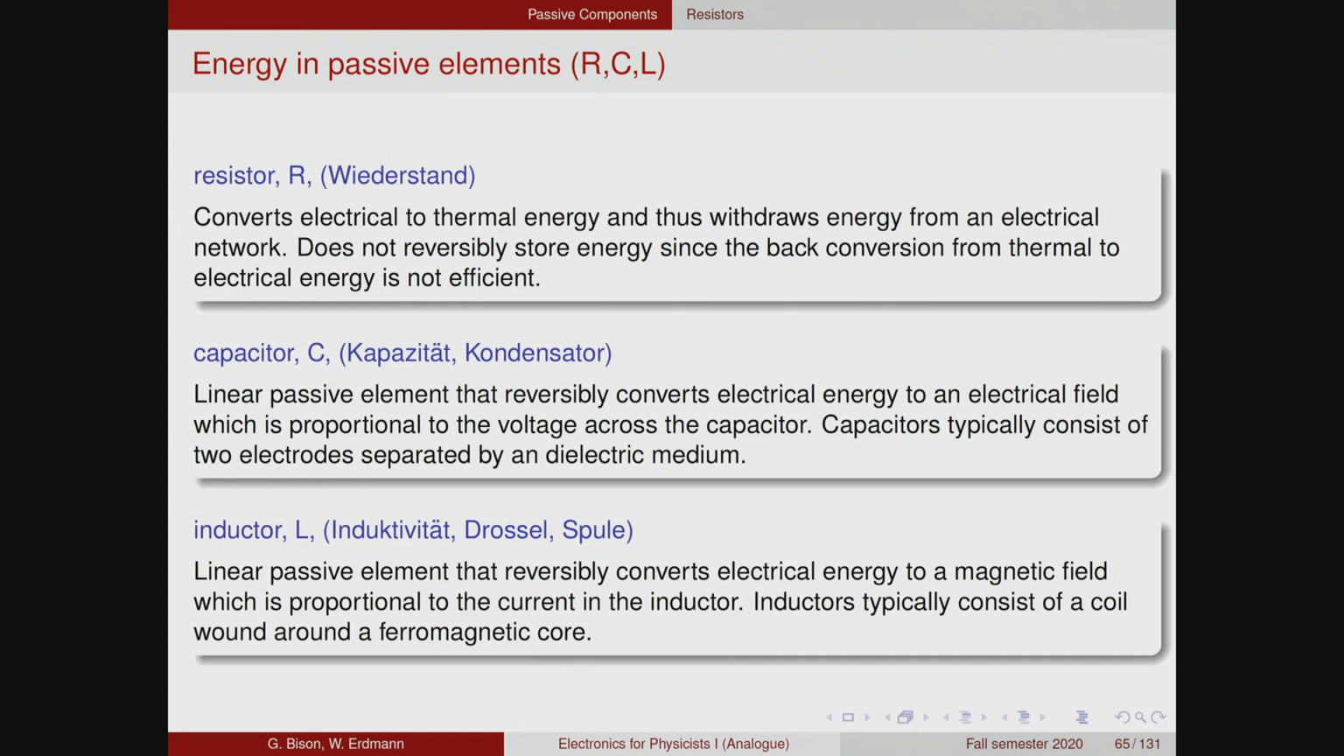Now, if you've seen resistors, Widerstände, they convert electrical to thermal energy. They withdraw energy from a system. And this is typically not reversible because of thermodynamics.